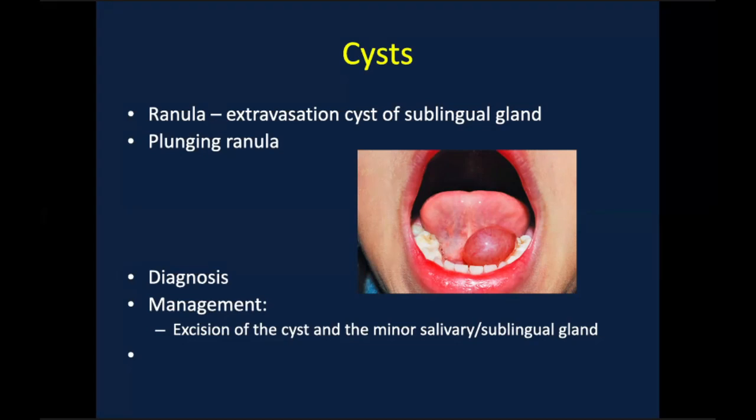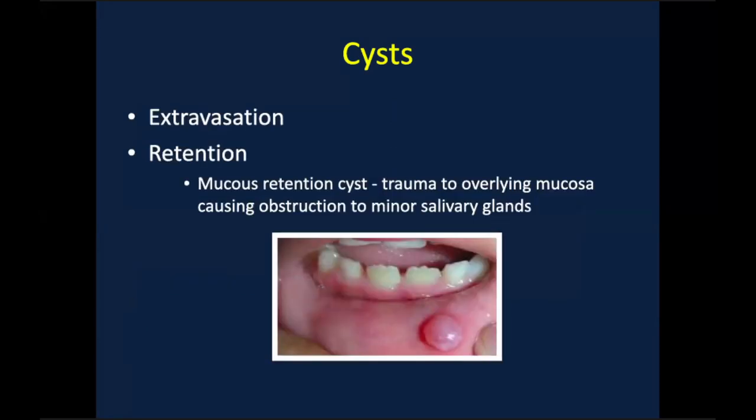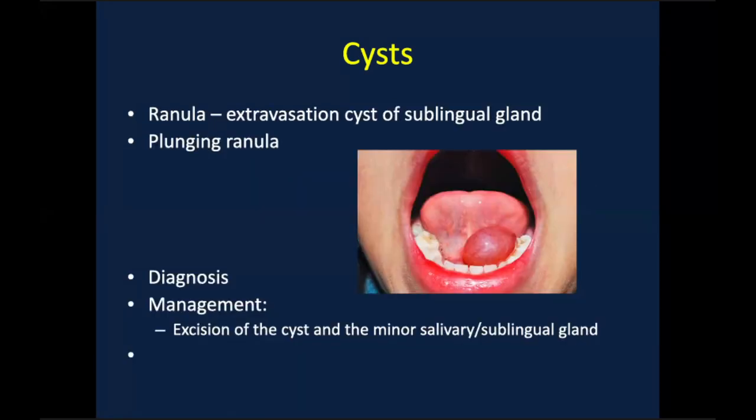So whatever these conditions are, whether it's a mucus retention cyst or a ranula or a plunging ranula, the diagnosis is a clinical diagnosis. There is no test, no scan to say this is a ranula or a mucus cyst. If you can remember these two photographs, whenever you see a patient like this, it will come to your mind, right? Management. So I told you the pathophysiology or the mechanism of this cyst.